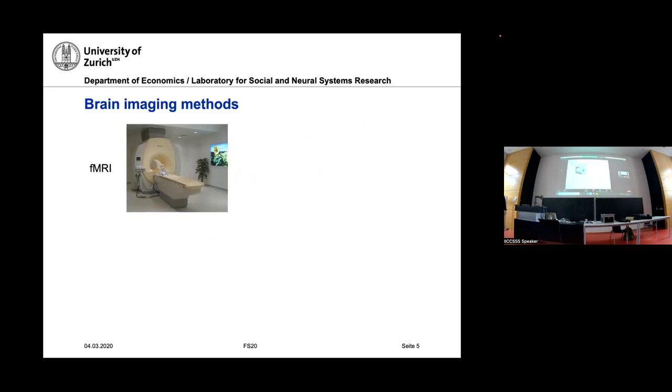So in brain imaging, and this is our example for today, we have this huge MR scanner. Is anybody of you working with fMRI data? At least a few.